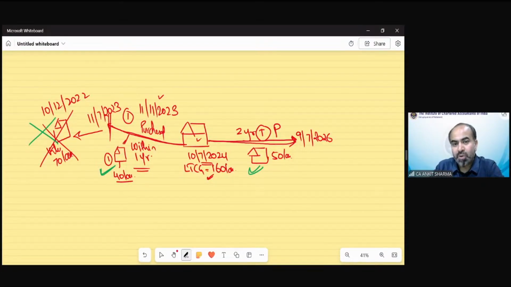So we have option number 1, 40 lakh. We have option number 2, 50 lakh. So you can purchase within 1 year before the date of transfer. You can purchase within 2 years from the date of transfer.